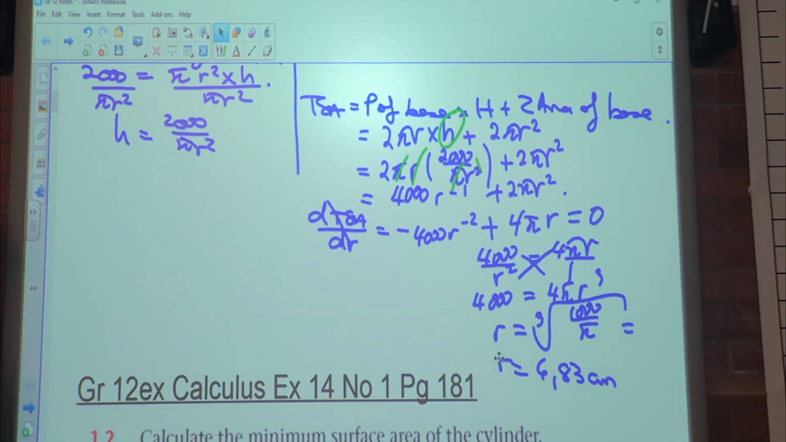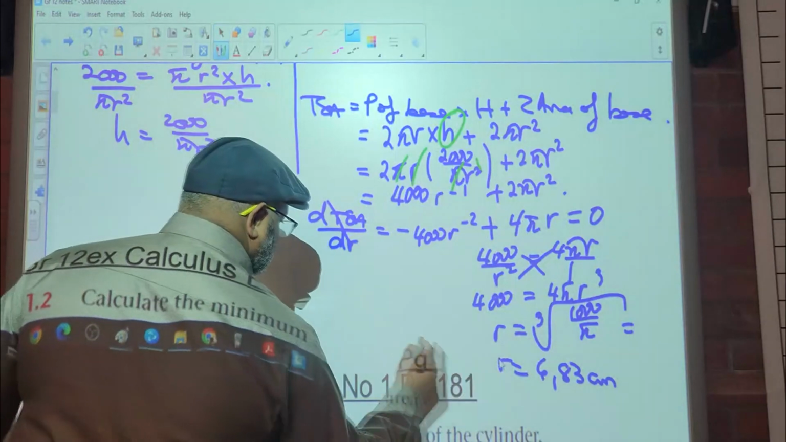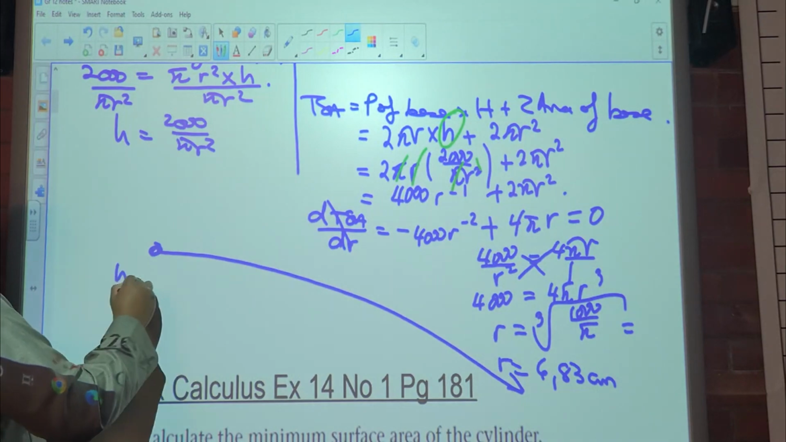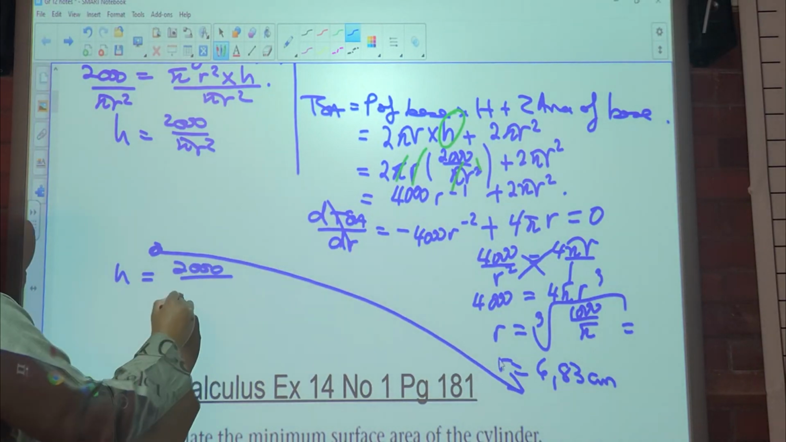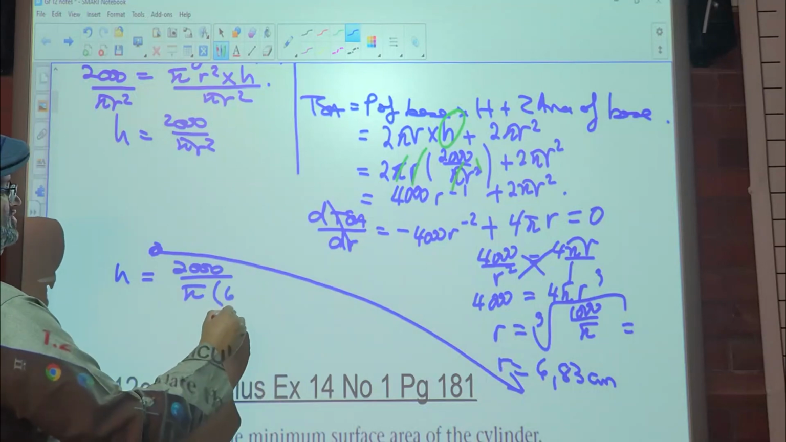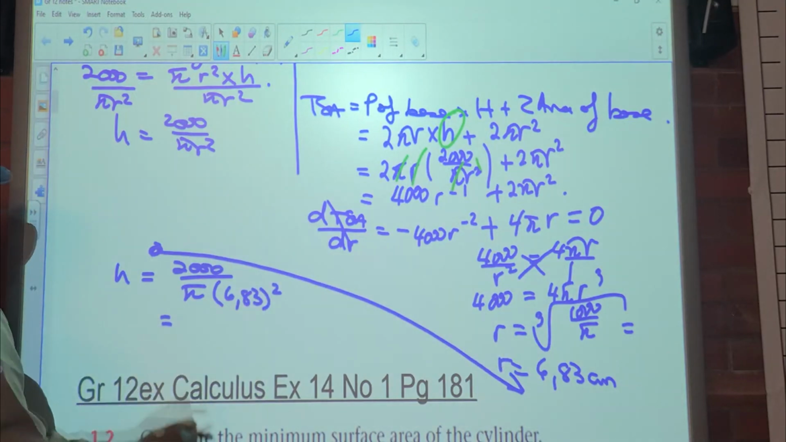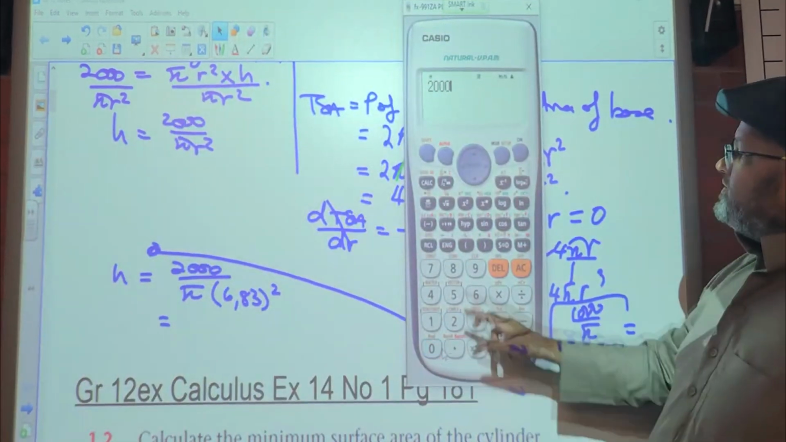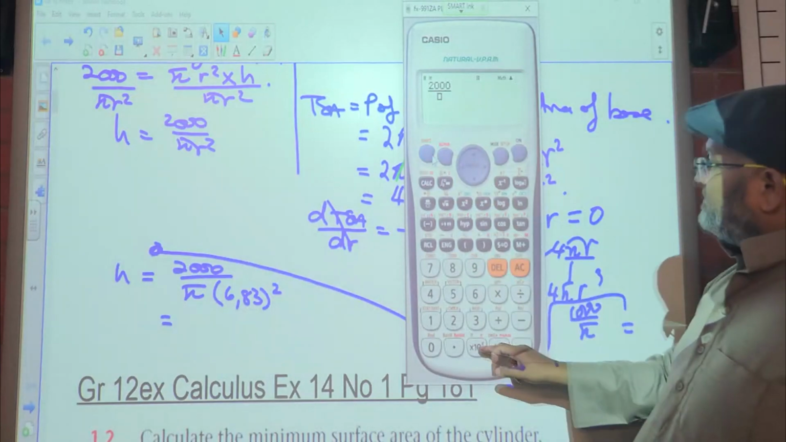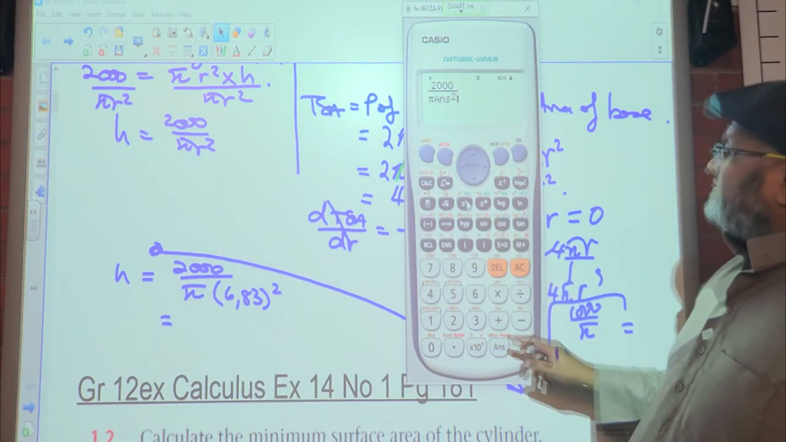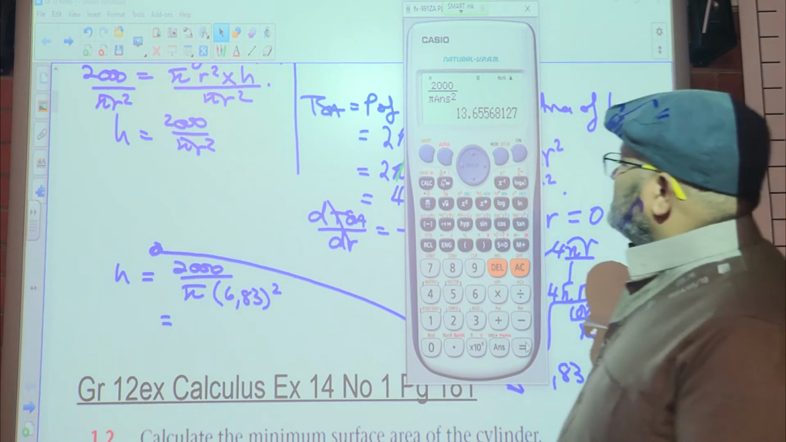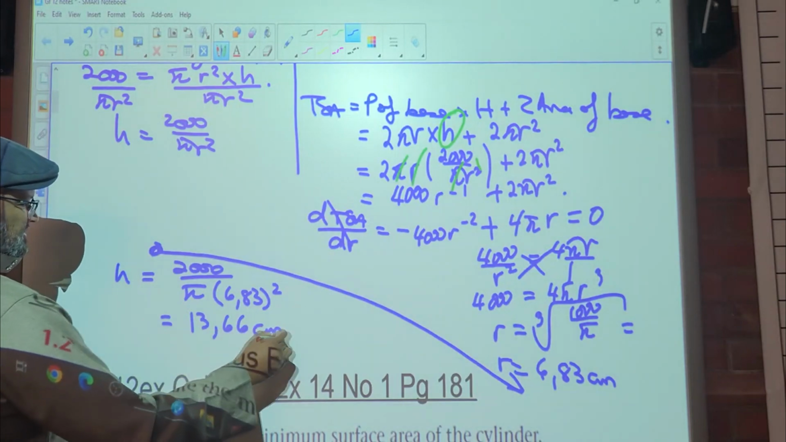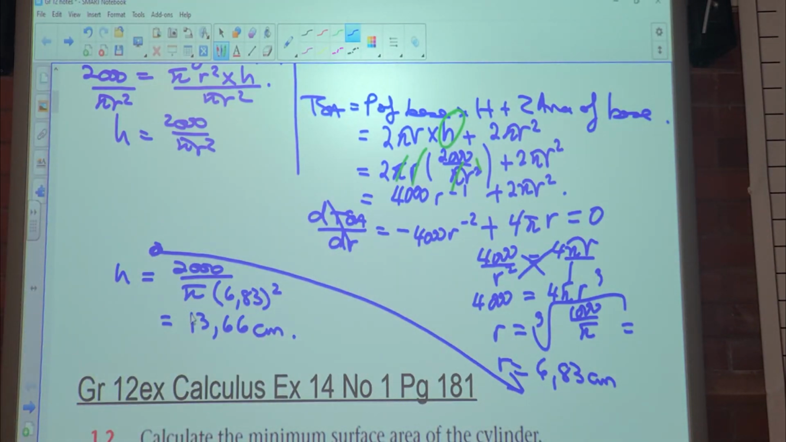So let's calculate the height. The height is going to be 2000 over pi times 6.83 squared. So that gives me 2000 over pi times answer squared, which is 13.66. Is that correct? It's 13.66 centimeters. These are the dimensions.